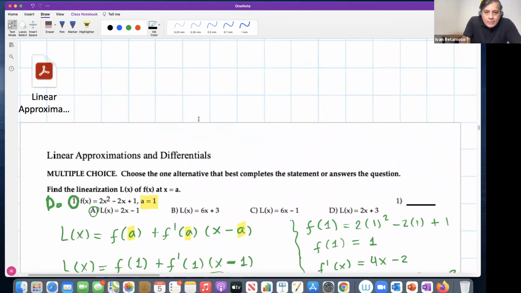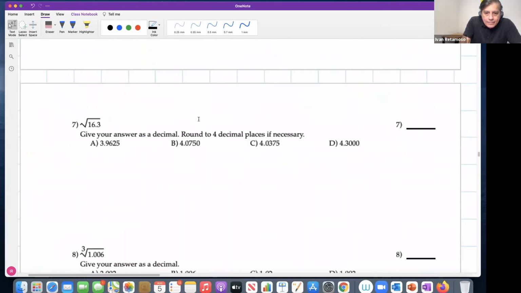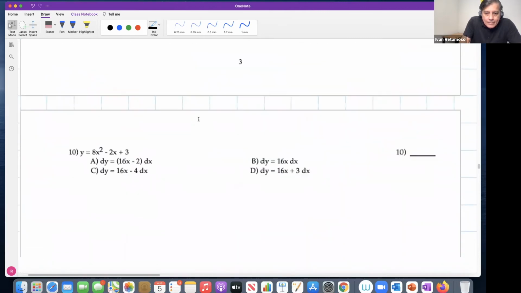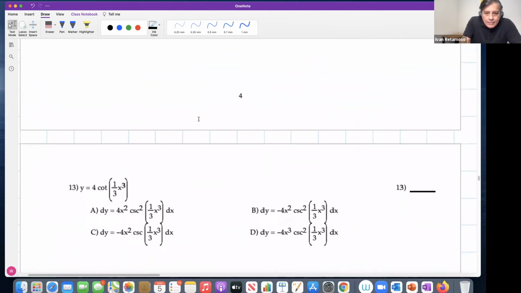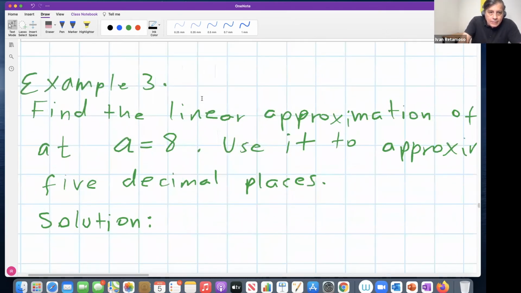We did the square root there. I guess at the end here. Yeah, and then we will do differentials in the end.